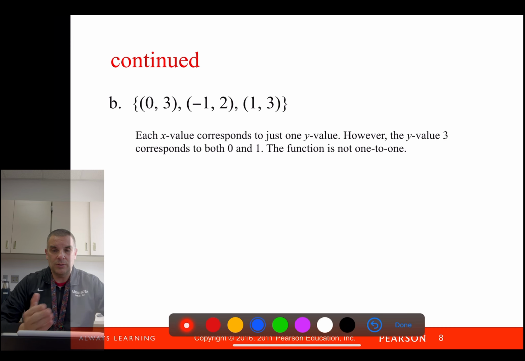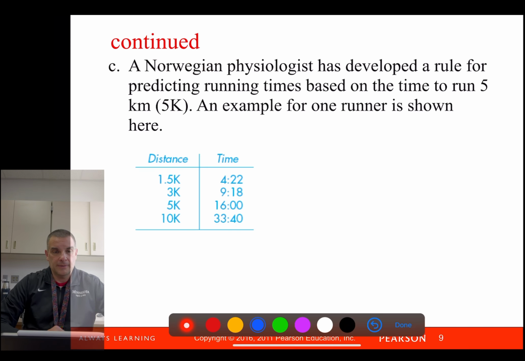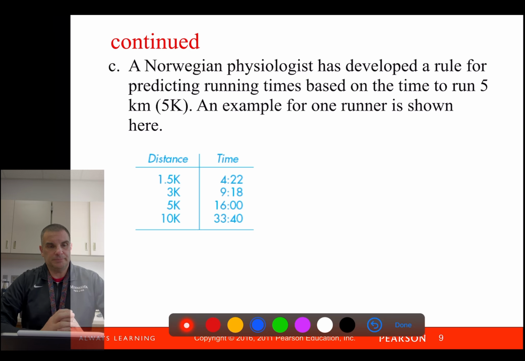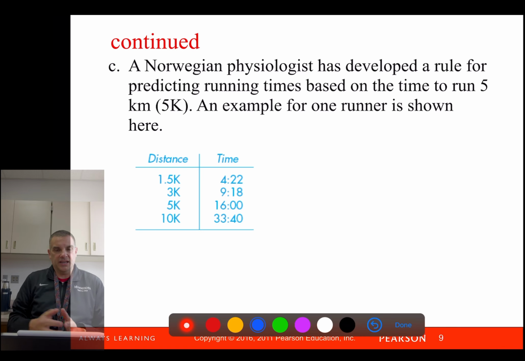So since it's not a one-to-one function anymore, we're not even going to worry about finding its inverse. Okay. Next one. It says a Norwegian psychologist has developed a rule for predicting run times based on a time to run 5K. An example of one runner shown here is if he goes 1.5K in 4:22, he goes 3K in 9:18, 5K in 16, and 10K in 33:40.